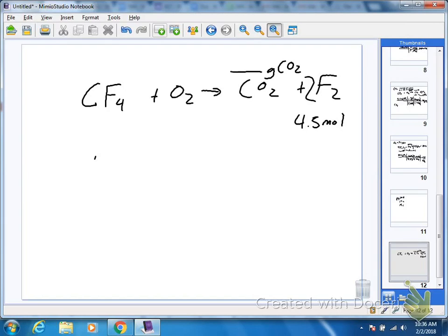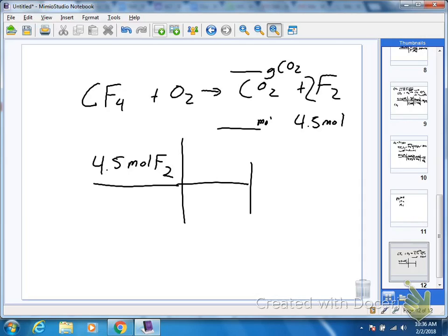Okay, so then what I do is I go 4.5 moles of F2, and then what I need to do is go to moles. If these are all moles down below, I want to go to moles and then moles to grams. So down here I'm going to put moles of F2. And anytime I'm given moles, I'll just do a mole to mole right away. So then this next one would be moles of CO2.